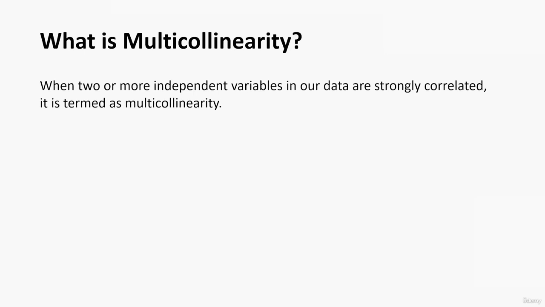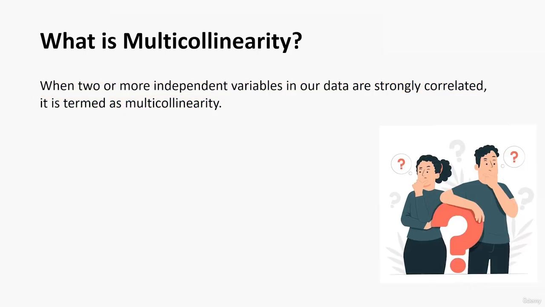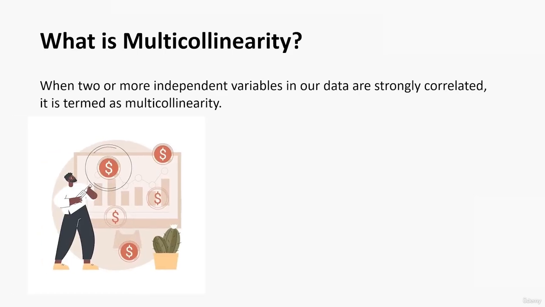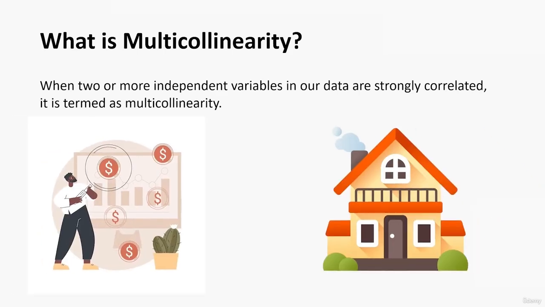In terms of definition, it says when two or more independent variables in our data are strongly correlated, it is termed as multicollinearity. Now, what are independent variables and what is a dependent variable? Let's understand that. So let's say we have to predict the price of a house. That's a dependent variable. We are trying to predict the price.